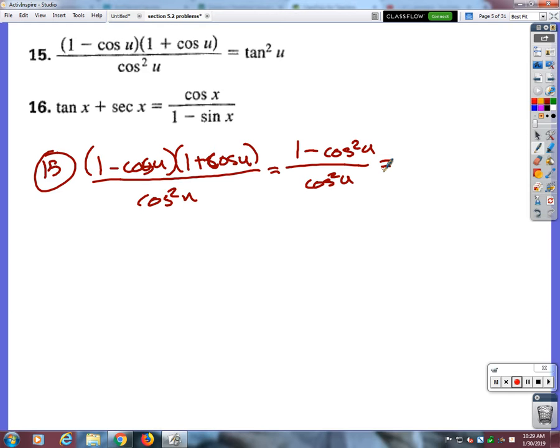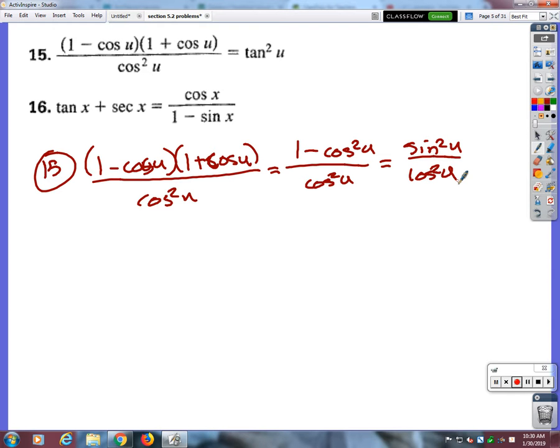So, Carter, I got a lot of squares running around. If only there was something that I could do with them. What can I change 1 minus cosine squared into? Sine what? Sine squared u, yeah.